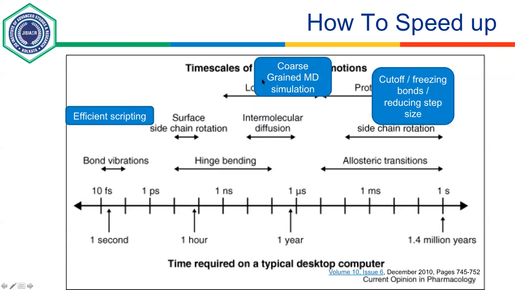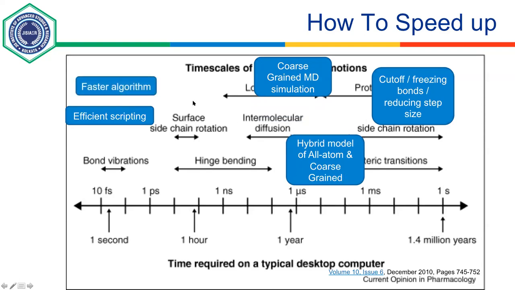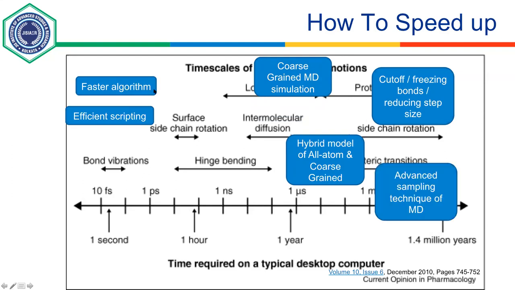We can use coarse grain MD simulation. That means previously I told you about all atom MD simulation, where we consider all atoms, but now we can compromise our resolution. We can opt for a low resolution model, which is called coarse grain MD simulation. Or for some purposes, we can use a hybrid model of all atom and coarse grain. We can use a faster MD simulation algorithm. We can use advanced sampling techniques, for example, replica exchange molecular dynamics simulation, which is very efficient.